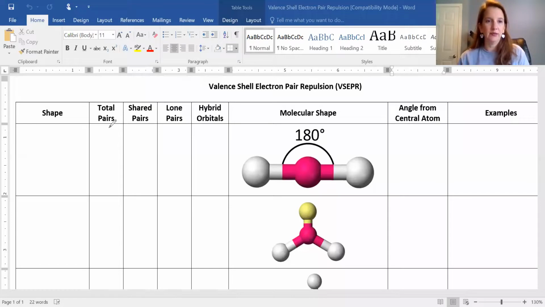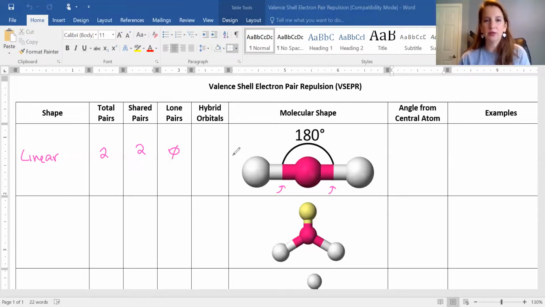So it's called linear, and big surprise, it's linear because it's in a line, as you can see here. So the total pairs of electrons, that's going to be any kind of lone pairs, which are your dots that you would see on a Lewis structure, or the bonded pairs, which are the lines. With a linear structure, there's going to be 2 total pairs of electrons, and they're both going to be shared pairs. As you can see here in the structure, we've got a bonded pair here and a bonded pair here. There are no lone pairs in a linear atom.